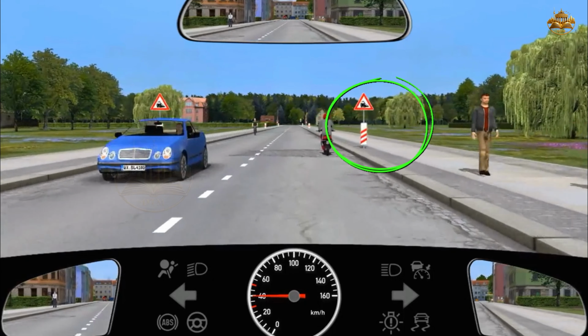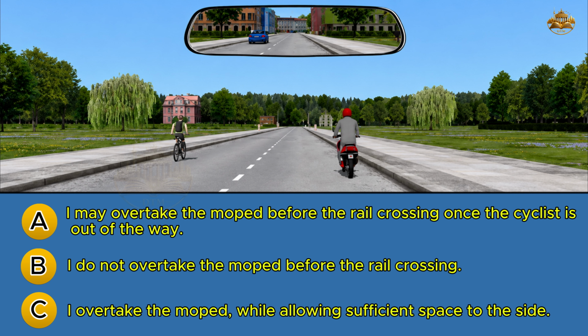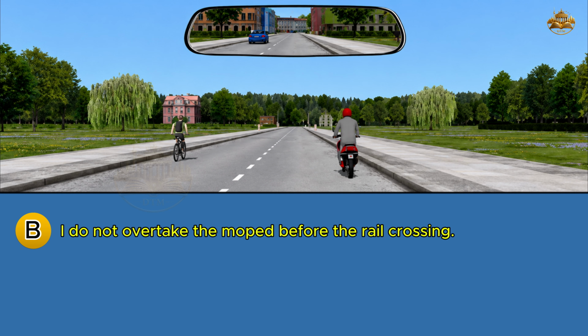Option B: I do not overtake the moped before the rail crossing. Here, I should remain behind the moped and wait. I should not attempt to overtake before reaching the rail crossing. Option C: I overtake the moped while allowing sufficient space to the side. Even if I can maintain sufficient side clearance, overtaking the moped before the rail crossing is still not appropriate in this situation. So what is the correct answer? The correct answer is B.